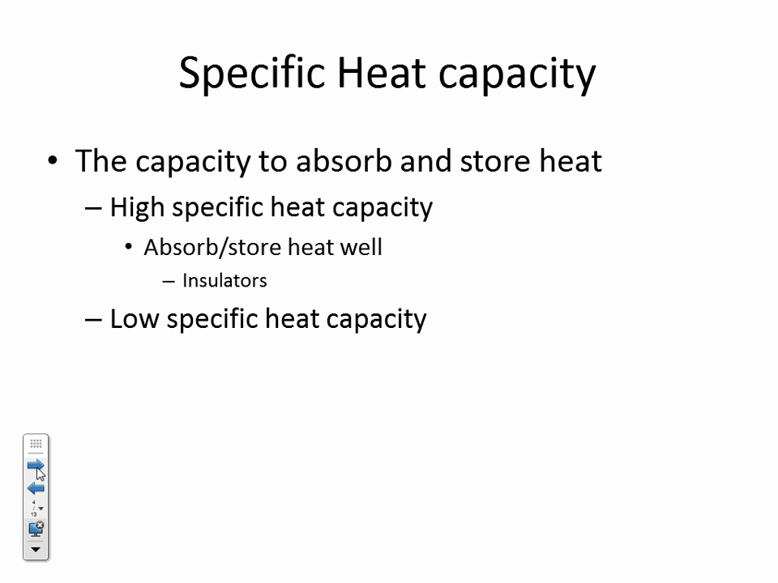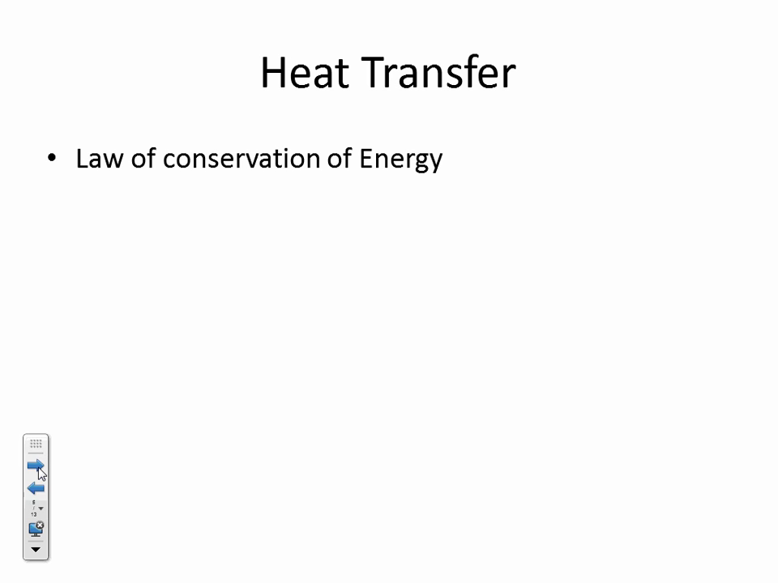So substances that have low specific heat capacities store heat very poorly. They like to pass the heat on to their neighbor. So those are our conductors. Things like metals have low specific heat capacities. Nonmetals would have higher specific heat capacities.